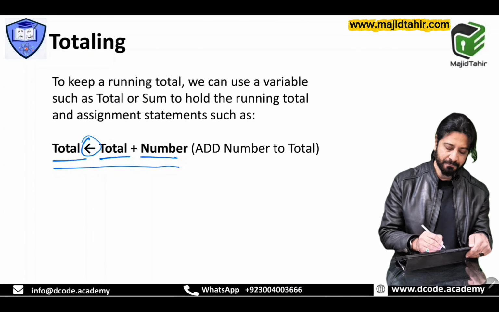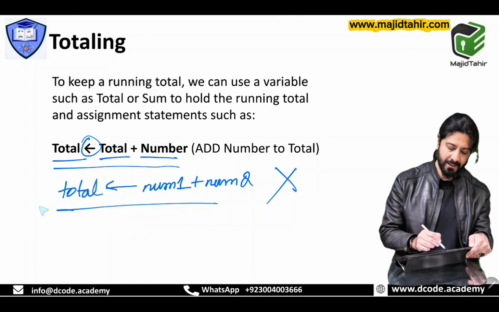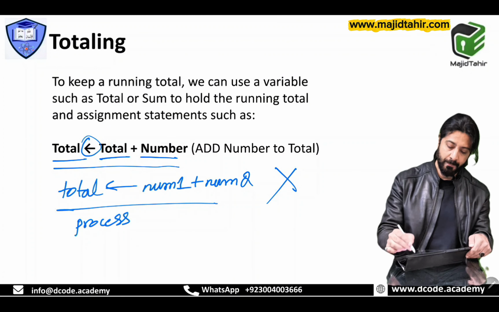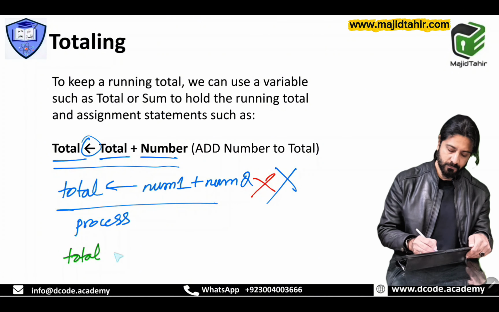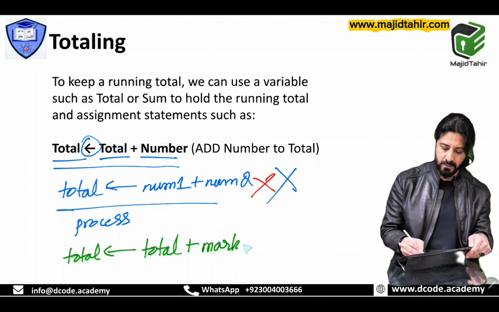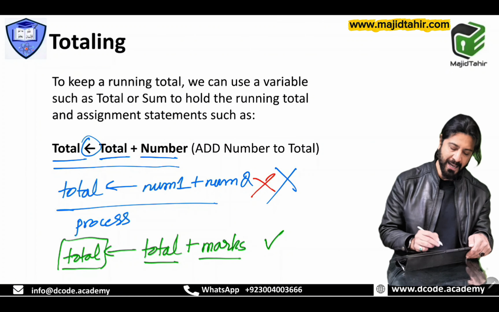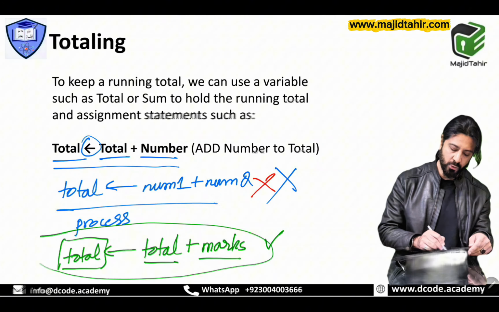Sometimes there is a question in the exam. For example, total is equal to number 1 plus number 2. Now this is not totaling. This is a process. It's not totaling, right? But total is equal to total plus marks. This is totaling, because total is being added with some marks and being assigned back to the total. So this is basically how totaling works.